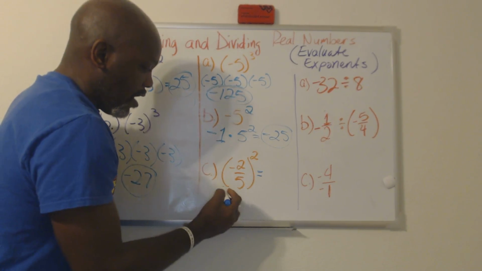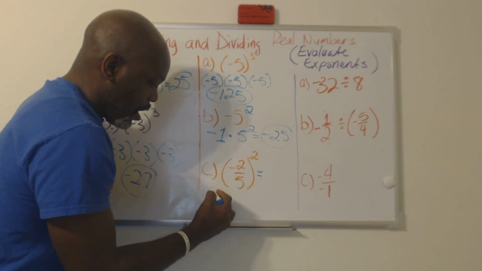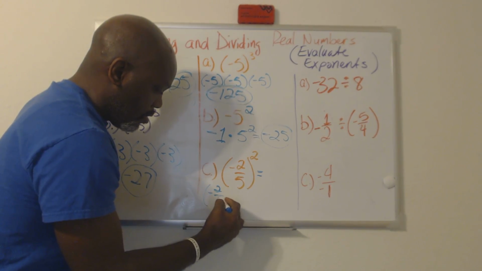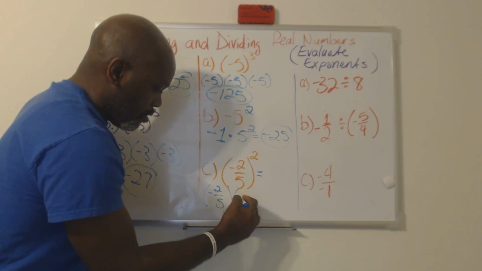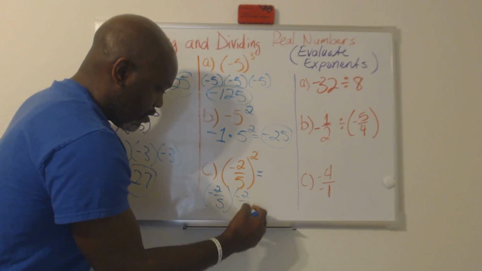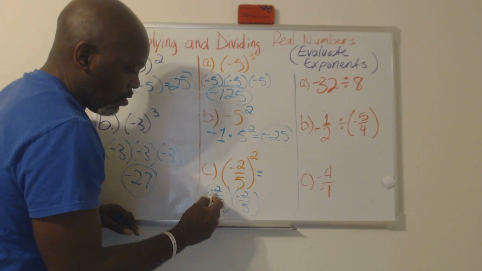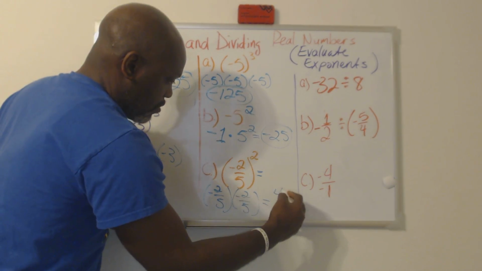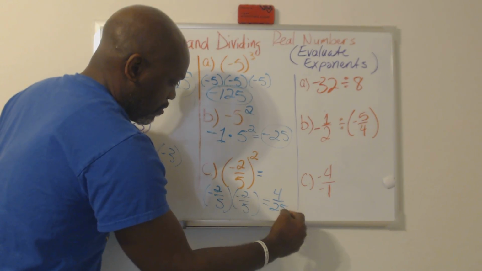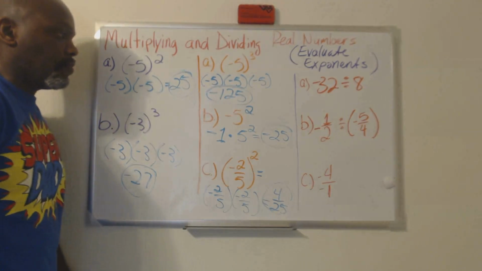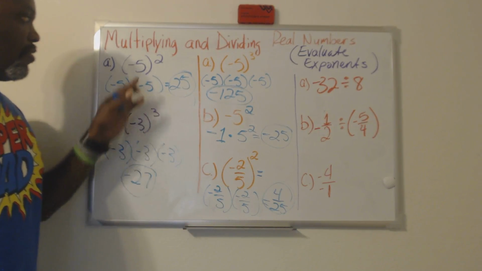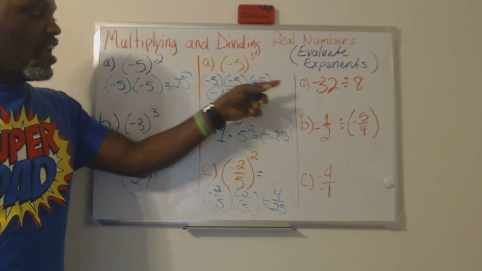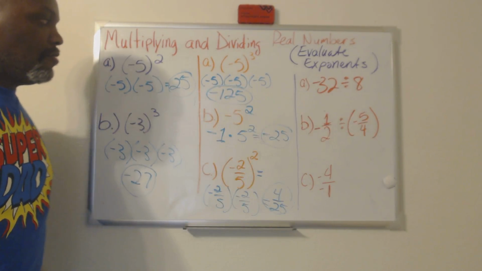All right, so here we have negative 2 over 5, and we have it in parentheses. Negative 2 over 5 in parentheses. We have a positive times a positive that gives us positive 4 over positive 25. All right, so that is the work that we needed to do to evaluate our exponents, looking at dividing negative numbers.